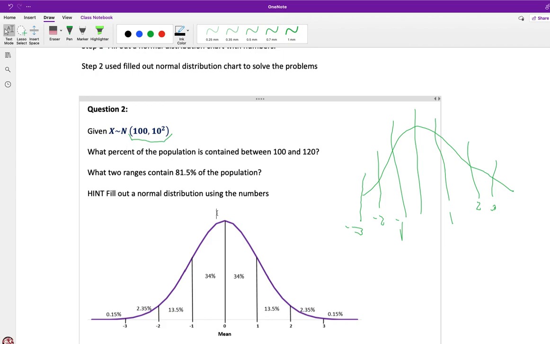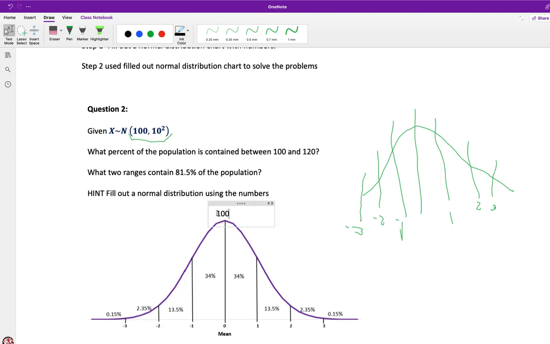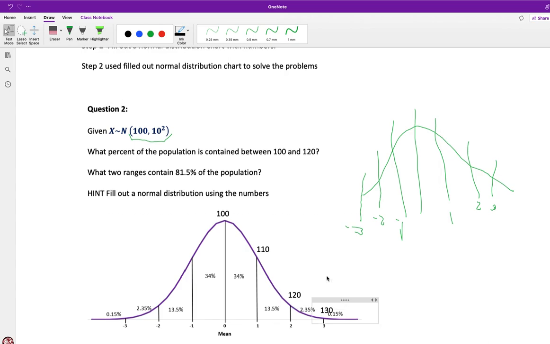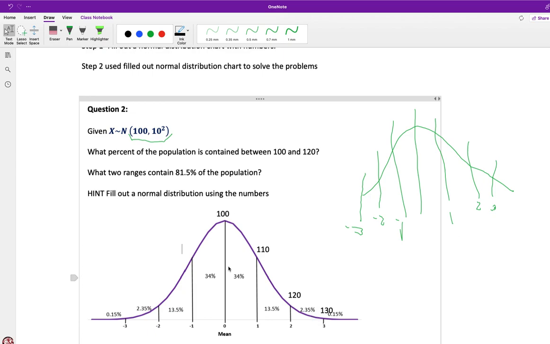Okay, so let's take a peek here. I'm going to put my first one here. 100 goes in the middle because that's my mean. Now next one, I'm going to go up 1 standard deviation, so that's 110. Up again is 120. Up again is 130. And on this side, I'm going down: 90, 80, and 70. So I've got my chart made.